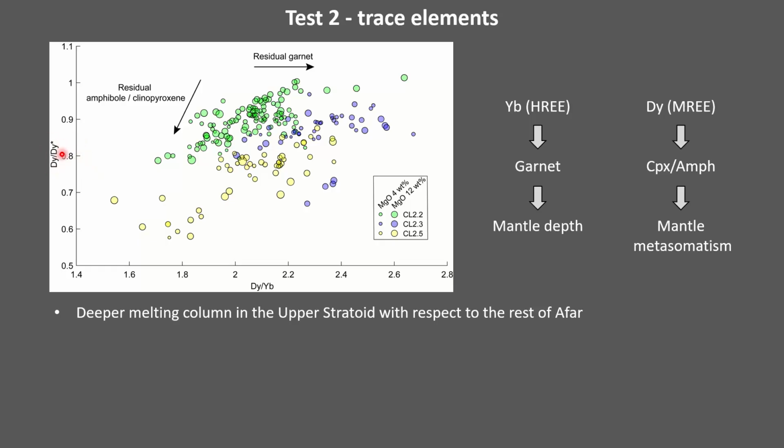On the epsilon axis, we have instead dysprosium on dysprosium, which is sensible to residual amphibole and clinopyroxene in the mantle source, which are indicative of lithospheric metasomatic processes. Dysprosium is a middle rare earth element and is compatible in both clinopyroxene and amphibole.